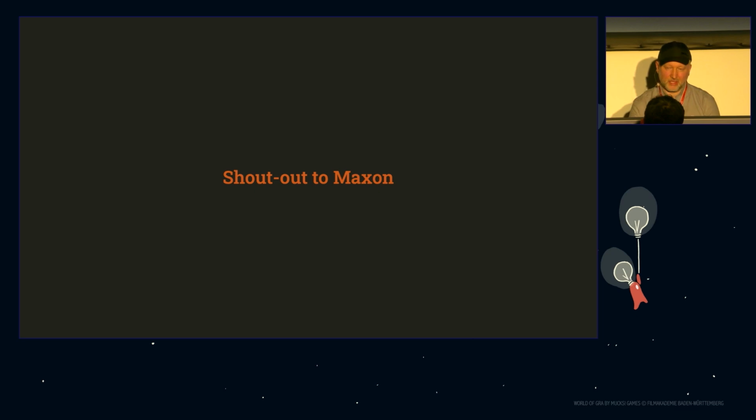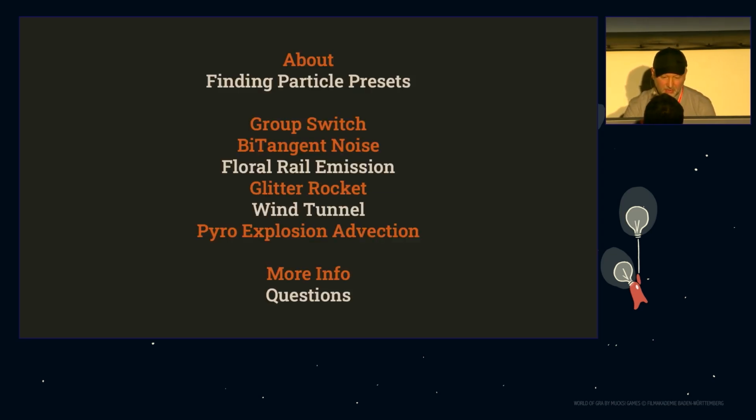Maxon was kind enough to ask me if I would like to do the presets, which can be found in the asset browser for this version, which was just an amazing offer. So of course I said yes, and this will be the biggest part of my presentation, which you can see in the middle. So the group switch, B-tangent noise, etc. Those are the presets I wanted to show you guys and do a walkthrough.